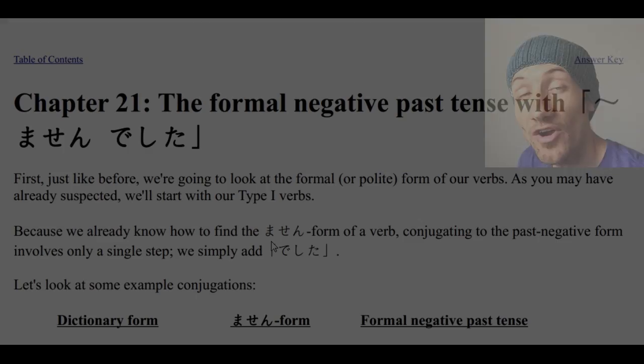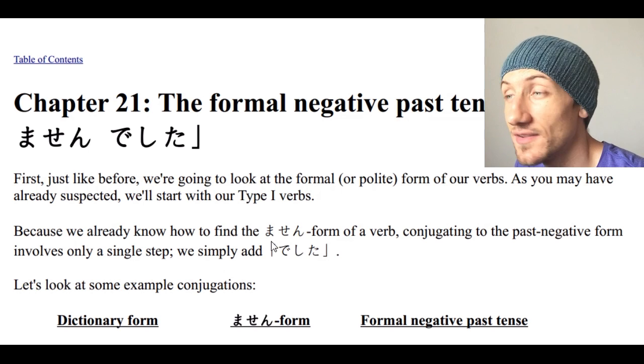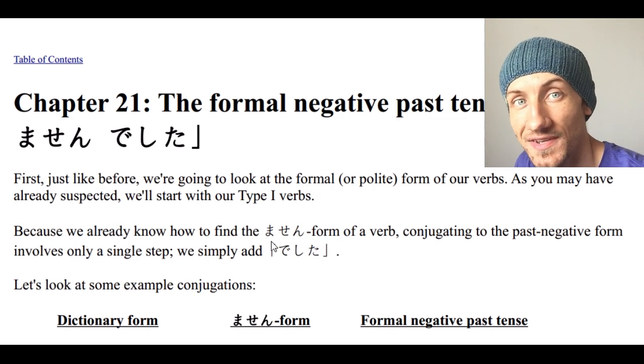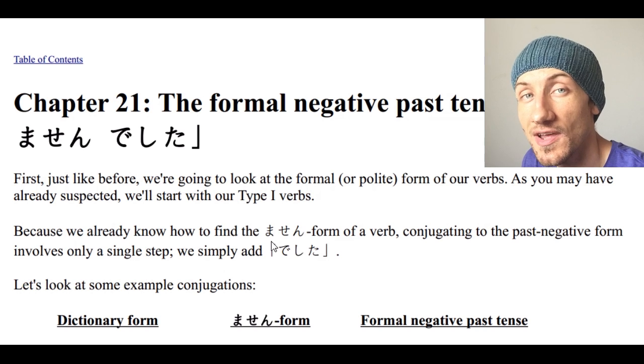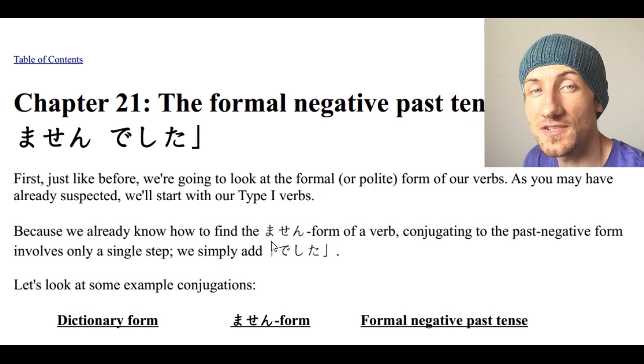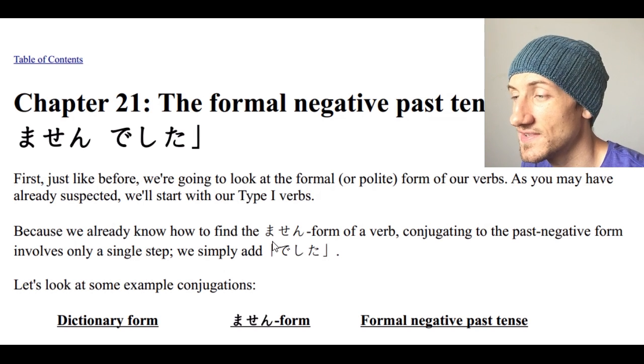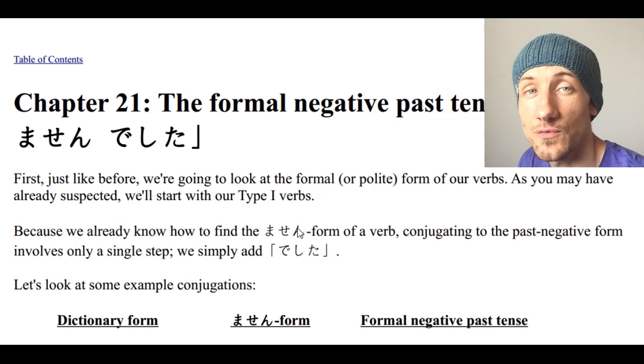So, without further ado, let's get started. All right, everyone, here we are, chapter 21, the formal negative past tense with masendeshita. And like I said before, this chapter is really, really easy because to make the structure, all we have to do is add deshita to the masen form of our verb.